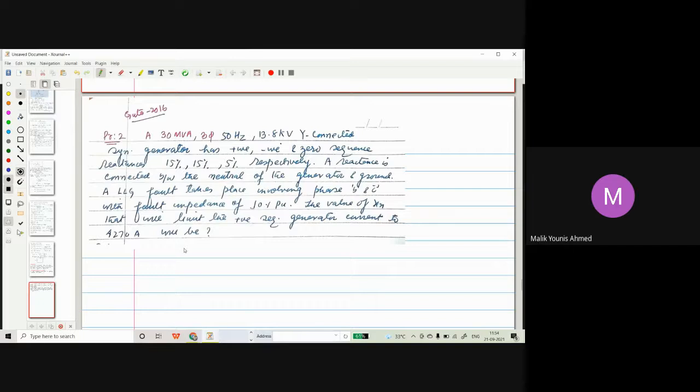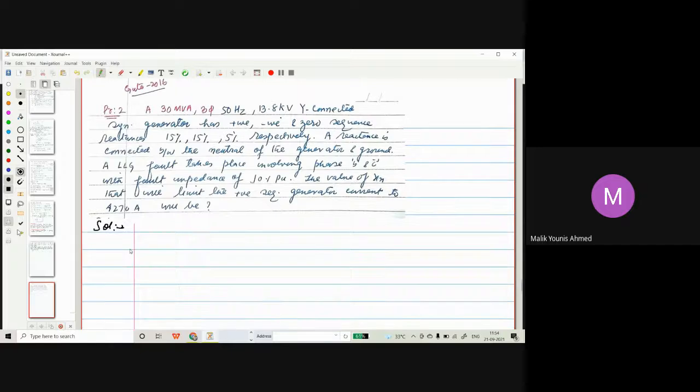So if I have to draw the sequence network of zero sequence, let us see the solution of this one. The solution is not so difficult. You just need to apply a little thought. It's the same question we have been doing. It is a little tricky, since Xn is asked, but there is nothing difficult in asking for Xn.